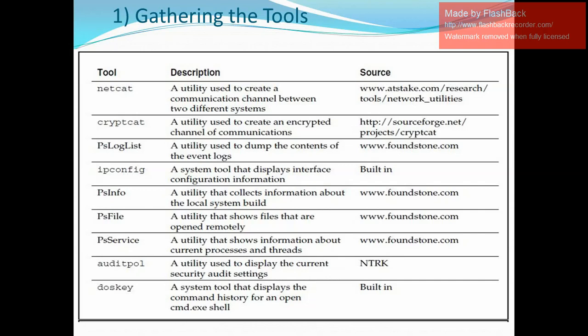CryptCat is also an encrypted tool, a utility used to create an encrypted channel of communication. So the CryptCat tool creates a communication between two systems. One system may be the victim's system or the attacker's device, and the other system may be the server located in the host system of that particular forensic system. So these two commands play a very crucial role to gather the information or to collect the data which is available at that particular crime scene. So these are all the tools which are used in those locations.